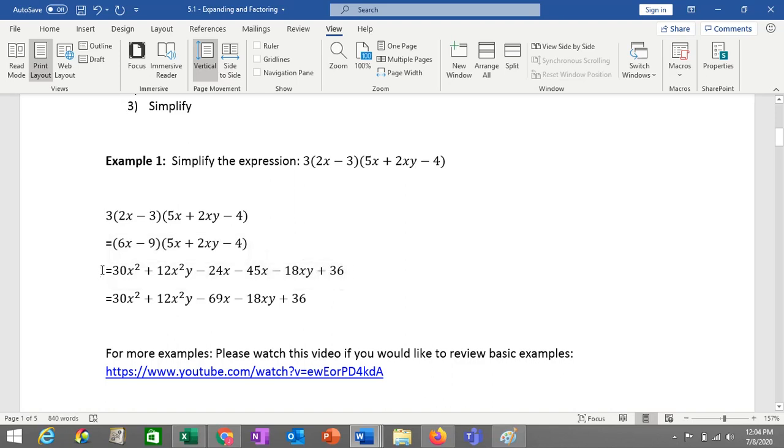Okay, so now I'll notice that these two terms are like terms, and they're already grouped together, so I can simplify those. I have an x there and an x there. Those are my only two like terms. You can't add an x to an xy. Right there, if you have an xy there, you can't add them.